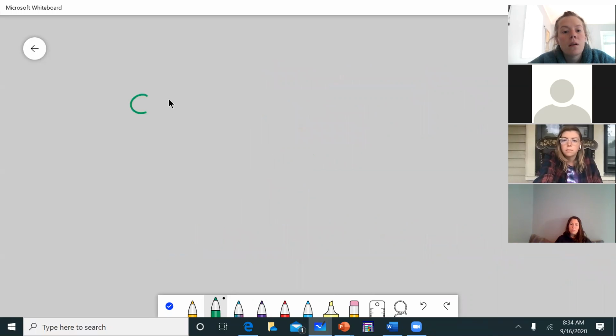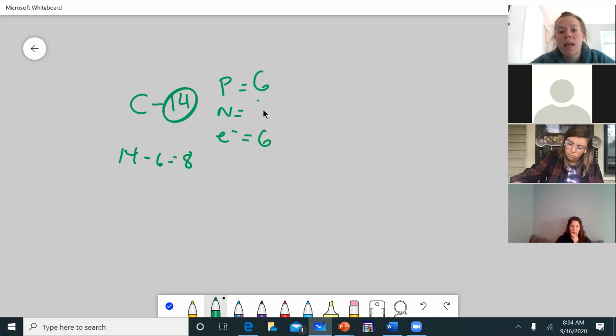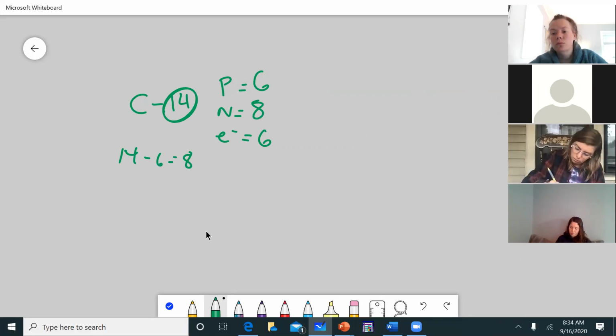Okay, carbon dash 14. So protons should always be 6. We said electrons will also be 6 because we're not dealing with the charge. The only thing that's changing here is the neutrons. So if I have a total of 14 and 6 of them are being occupied by the protons, well, 14 minus 6 will give us 8. So we'll have 8 neutrons. So you want to be able to do that.